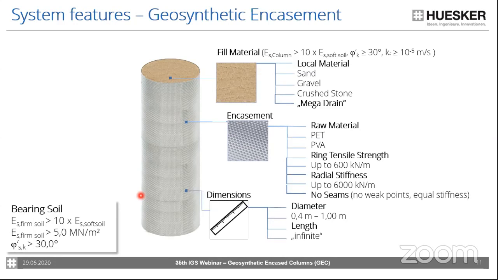The dimension of the columns, the diameter can be produced between 0.4 meters and 1 meter, but normally the standard diameter is 800 mil or 600 mil. Due to the weaving process, the encasement will be produced with an infinite length, but the longest columns which have been installed so far had a length of approximately 30 meters.